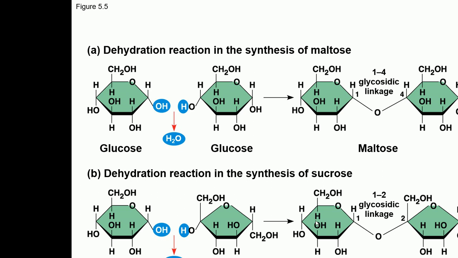Here is sucrose. So this is glucose, this is fructose. Glucose and fructose together lose a molecule of water, and that results in the formation of a glycosidic bond between glucose and fructose, and that results in the formation of sucrose. Sucrose is a sugar which we use every day in our daily life.